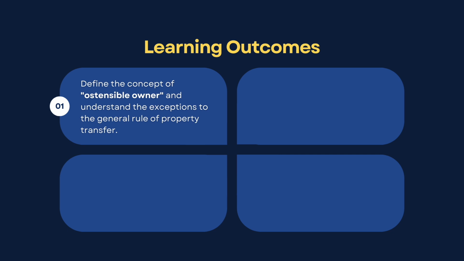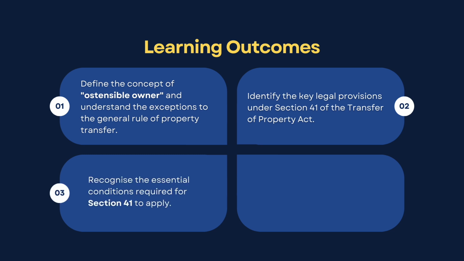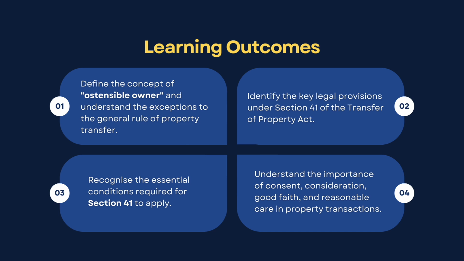By the end of this video lecture, you will also be able to 1. Define the concept of ostensible owner and understand the exceptions to the general rule of property transfer. 2. Identify the key legal provisions under Section 41 of the Transfer of Property Act. 3. Recognize the essential conditions required for the application of Section 41. 4. Understand the importance of concepts such as consent, consideration, good faith, and reasonable care in property transactions.